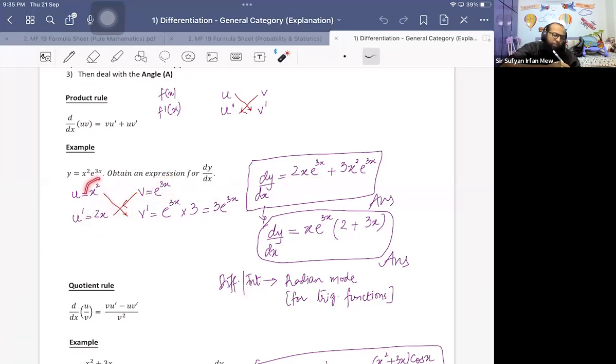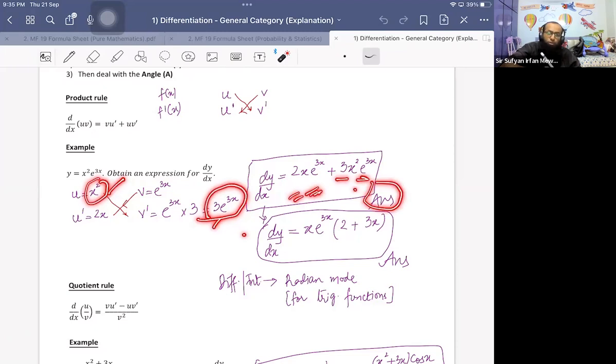Then if we multiply u by v prime, then 3e power 3x multiplied by x square will give us 3x square e power 3x. So this is how we have got dy by dx. This was the perfect answer.